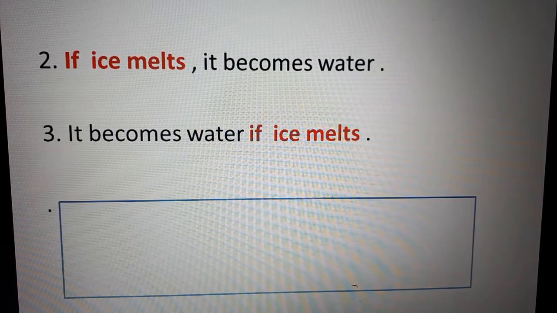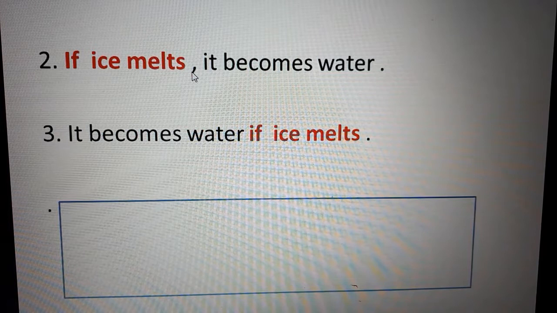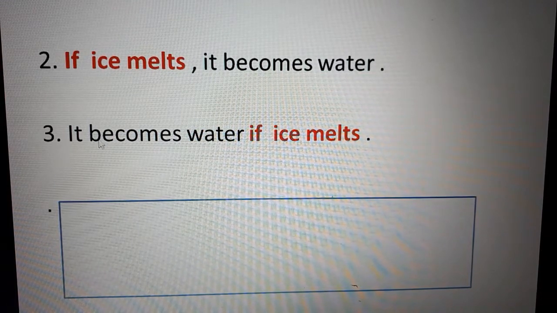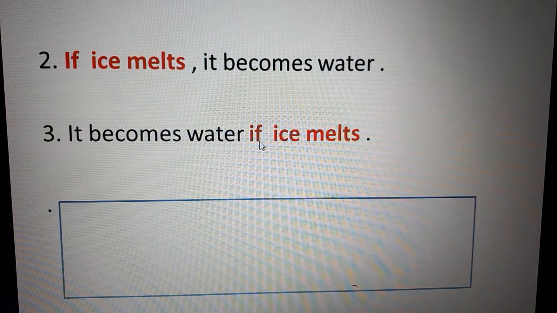So look carefully at sentence number 2. In sentence number 2 there is a comma. This is a comma. You see it? But where is the comma in the second sentence? No commas between the if clause and the main clause. There is no difference in meaning. But if you want to start with the if clause you have to add a comma. But if you want to start your sentence with the main clause, no commas in the second sentence.